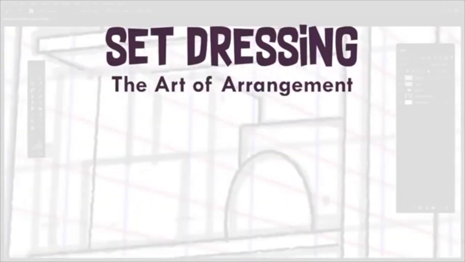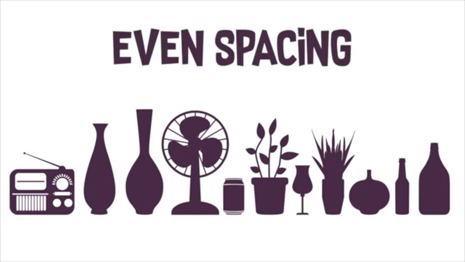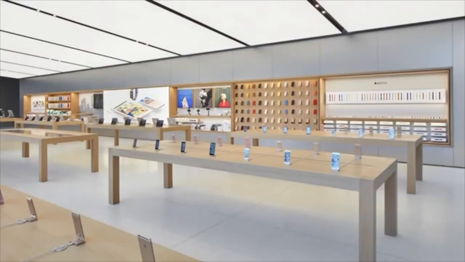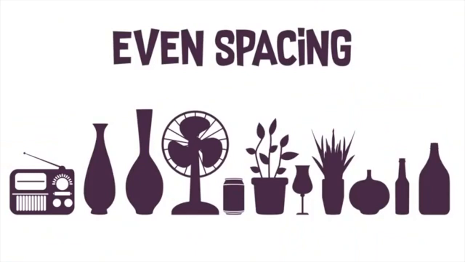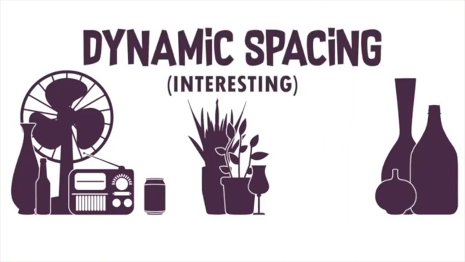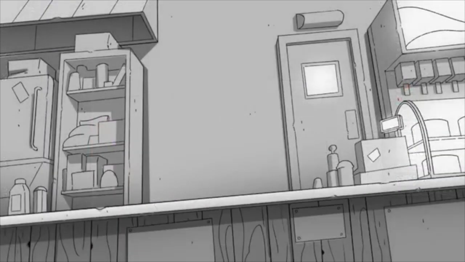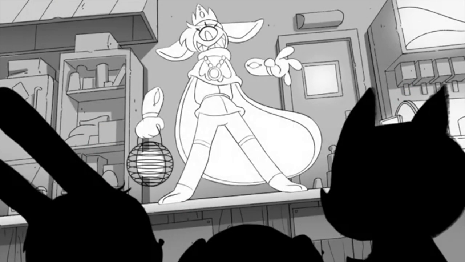Take time to set dress your scenes properly. Objects can be placed in a scene to create interesting compositions. Just arranging objects evenly spaced like this is not very appealing unless you're drawing an Apple store. This layout is boring. Instead, group the objects together to create miniature compositions that are visually more interesting. I'm going to increase the size of these characters and make them foreground elements. This will help frame our hero, making the composition more dynamic.